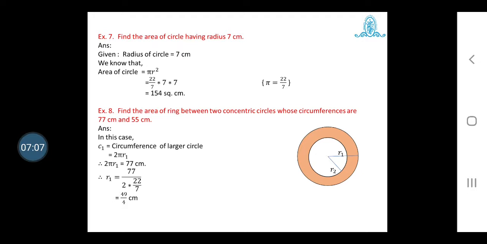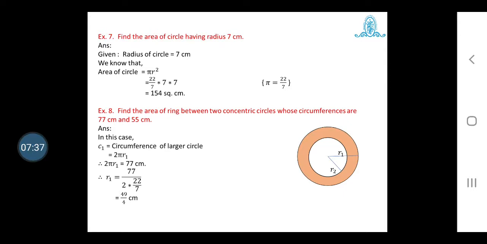Find the area of circle having radius 7 centimeter. It's very easy. We know the area of circle. Yes. Is it pi r square? Okay. And the radius is given, which is 7 centimeter. So, by substituting the value of radius r is equal to 7 centimeter in the formula r square. So, we multiply 7 into 7 with the value of pi.